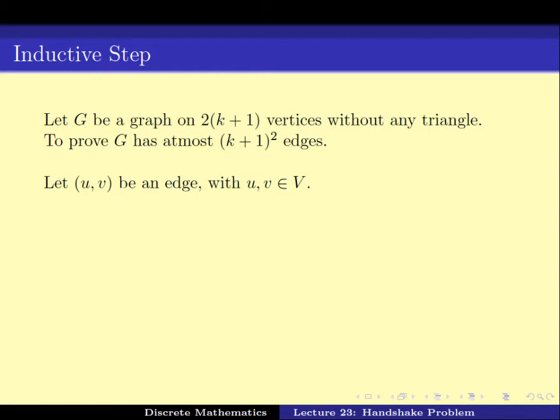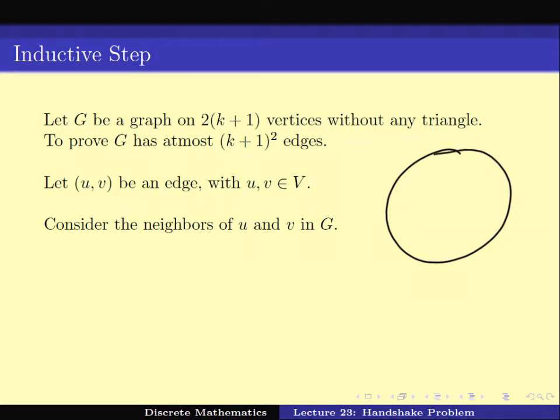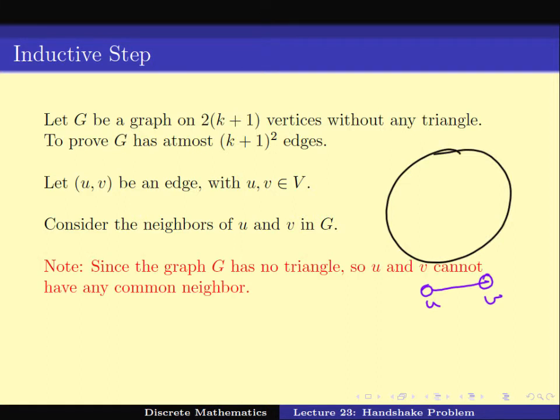So here we have assumed there is an edge between u and v. Now consider these neighbors of u and v in this graph. If this is the graph here and I have taken out 2 vertices u and v from here, and I know there is an edge between u and v, now I claim that there cannot be any vertex here which has neighbors with both u and v. If it had, then we would have got a triangle.